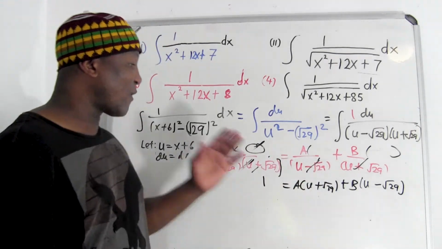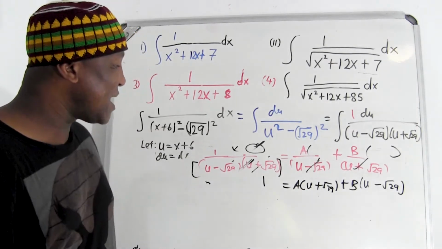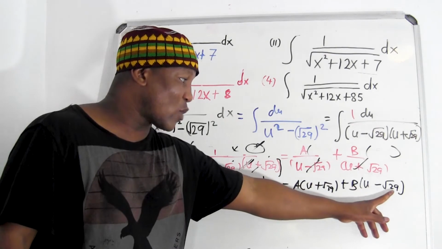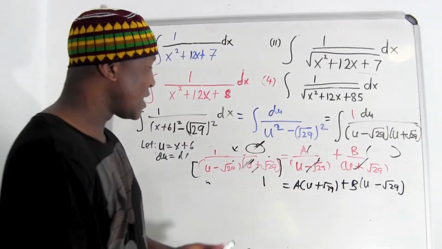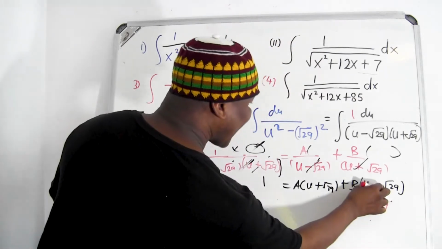So what we're going to do, we're going to find the value of a and b. So now how am I going to get, for example, the value of a? To get the value of a, I'm going to assume u equal to square root of 29, so u can disappear. Look, if I assume this u equal to square root of 29, and then I plug in here, what happened?